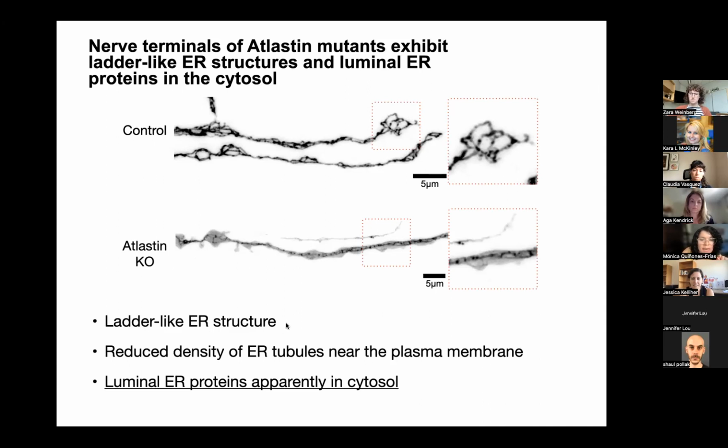One of them is that the ER in these cells that lack atlastin has a ladder-like ER structure that I never see in controls. And I don't have time to go through this analysis that I did, but I found that the density of ER tubules near the plasma membrane in these mutants is reduced. And then finally, which is the phenotype that I was most excited about, is that it appears that atlastin mutants have luminal ER proteins in the cytosol. And this is really interesting because it suggests that maybe luminal proteins at axon terminals of atlastin knockouts might be leaking out to the cytosol.